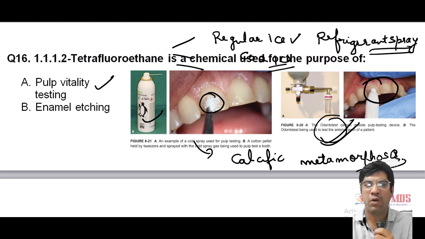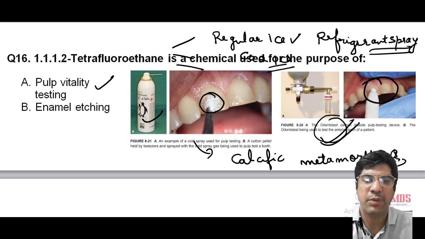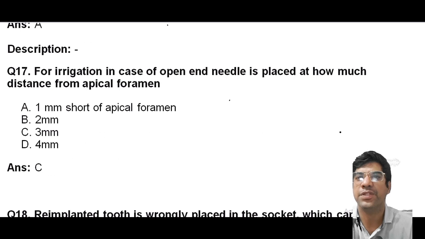In such a case, the cold stimulus may not reach the pulp effectively. Remember, cold testing is more effective on front teeth than on back teeth, as the front teeth are less insulated. Moving to the next question.